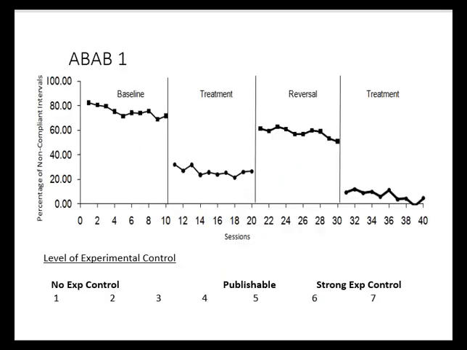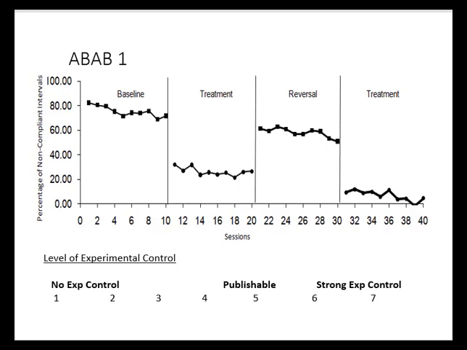So here's AB number 1. Rate on a level of 1 to 7, 1 being no experimental control, 7 being strong experimental control.